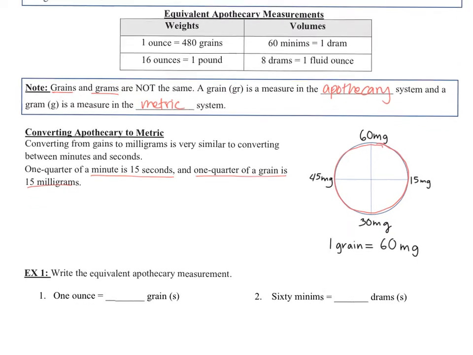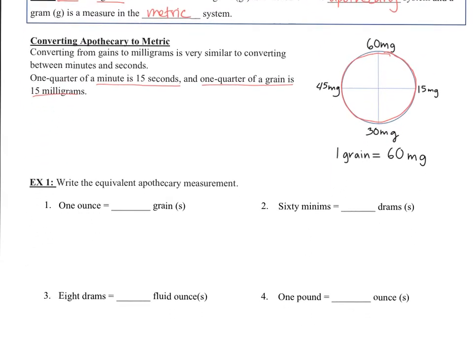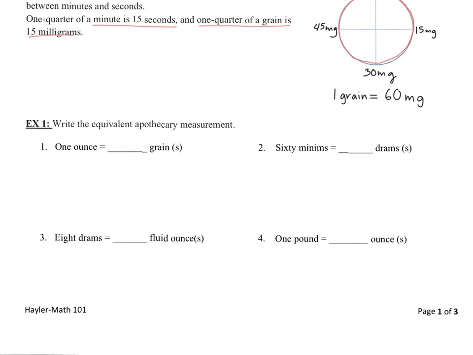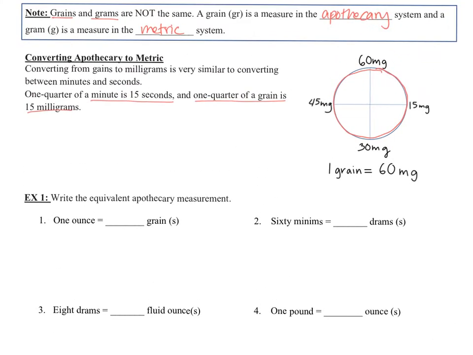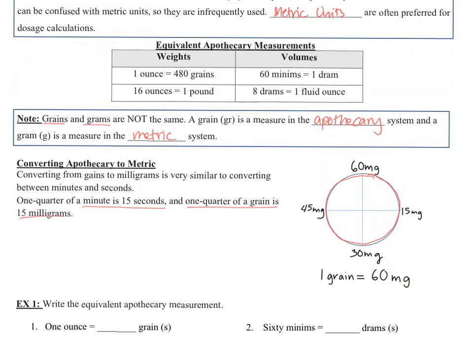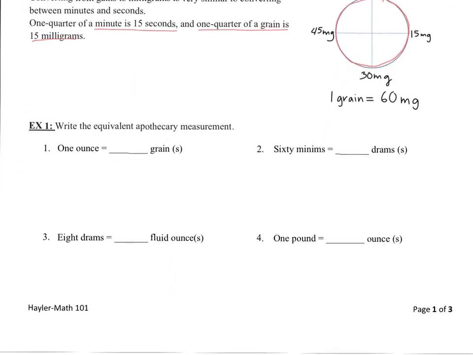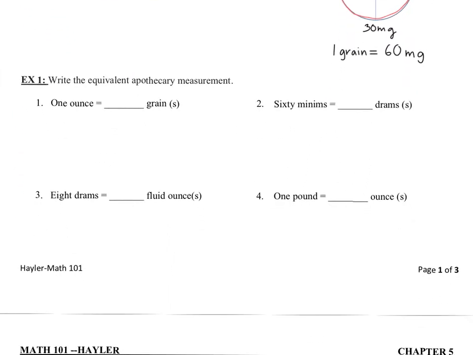So for our first example, we're going to write the equivalent apothecary measurement. Okay, so we're going to be referring to this up here, so keep that in mind while you're working on your notes. So writing the equivalent apothecary measurement. 1 ounce is how many grains? Well, if we look up at our example above, we actually see that 1 ounce, it's already in our measurement system. It's 480 grains. Okay, so our answer is 480.